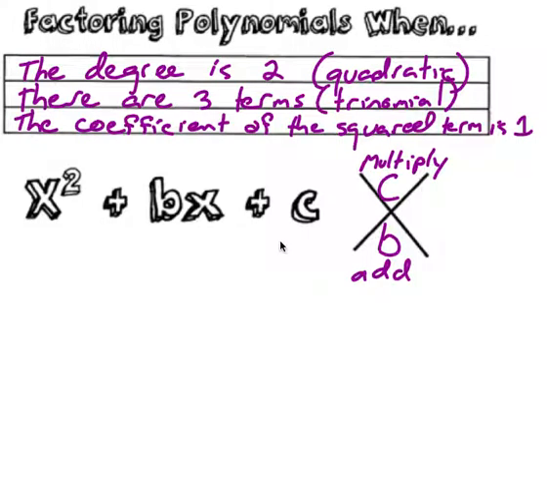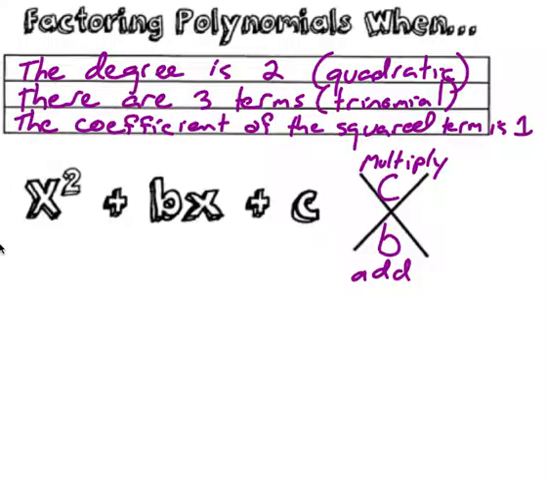Looking at factoring a polynomial that looks like this, meaning it is a trinomial, 3 terms. The highest degree you see is 2, or your exponent is 2, and the coefficient, the number out in front of the x squared, is 1, which means you actually won't even see a number out there. That's what we'll focus on today.